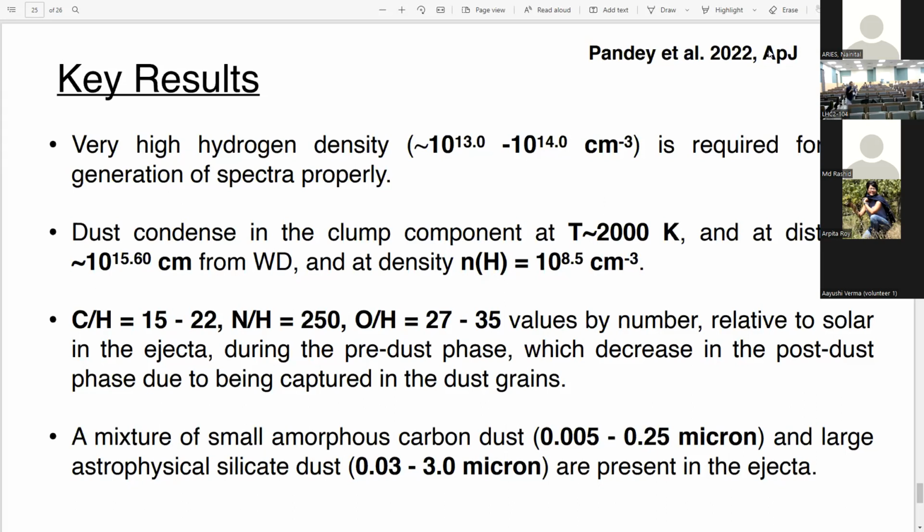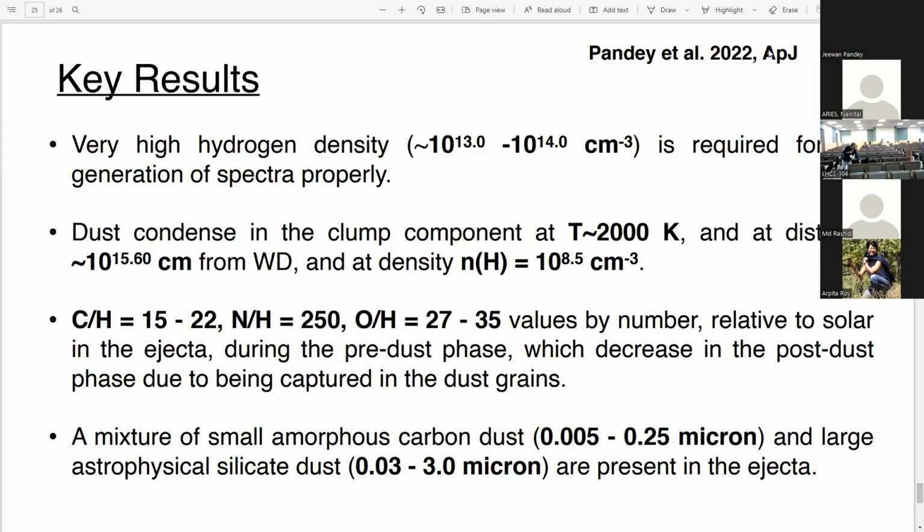Any queries from online participants? There is one chat, from Jeevan Pandey. Why did you not consider the role of the magnetic field? In your calculations, you did not consider the magnetic field. Is there any specific reason? I haven't seen a lot of discussion on the magnetic field in these dust formation cases.